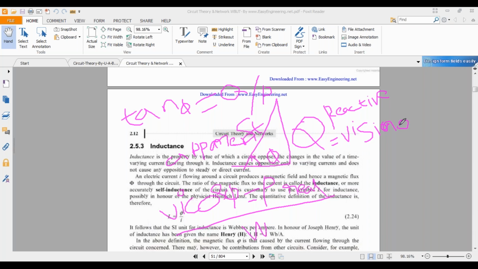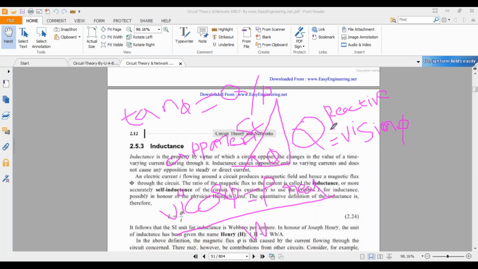Are you following? Respond anybody? Are you following me? Yes, sir. Yes, sir. So this power triangle is going to play an important role from the second year, third year onwards, where we'll be talking about these powers and the measurement of these powers.